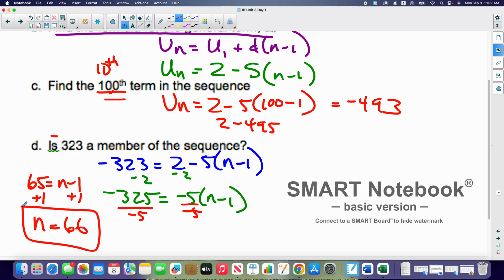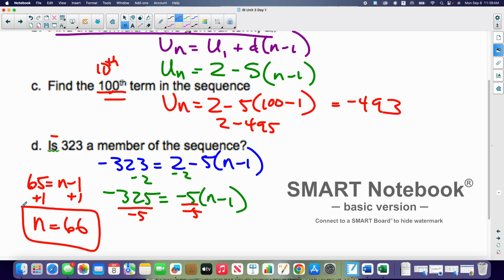So is negative 323 part of the sequence? Yes. Okay? How would you know if it's not part of the sequence? If you got a decimal, you got a fraction, right? Because this n number is the placement, it's the position, which has to be a whole number, okay? You don't hear anybody say, I got 12.5 place. That doesn't make any sense, all right? You got 12th place, you got 3rd place.